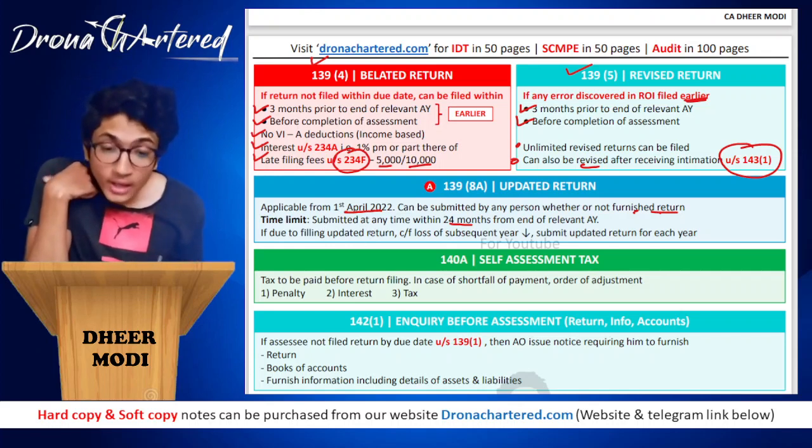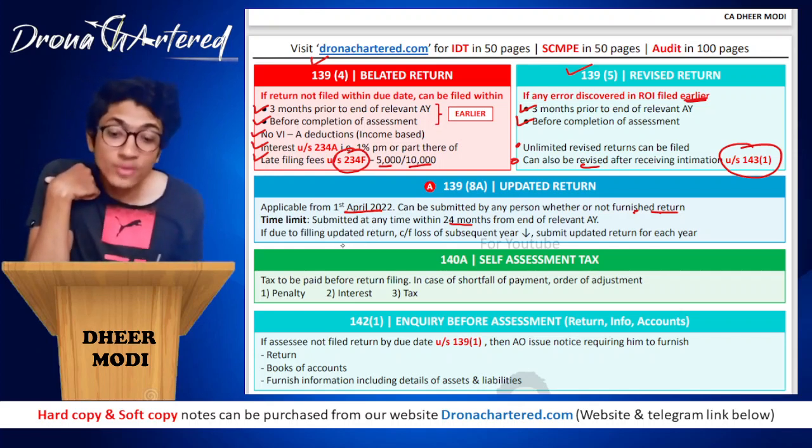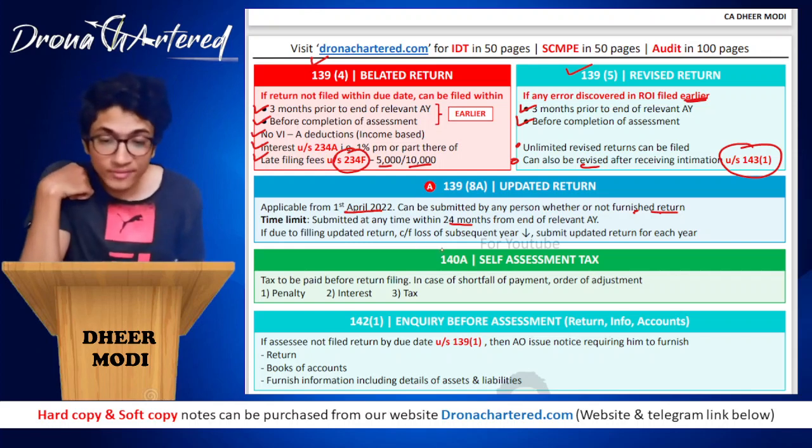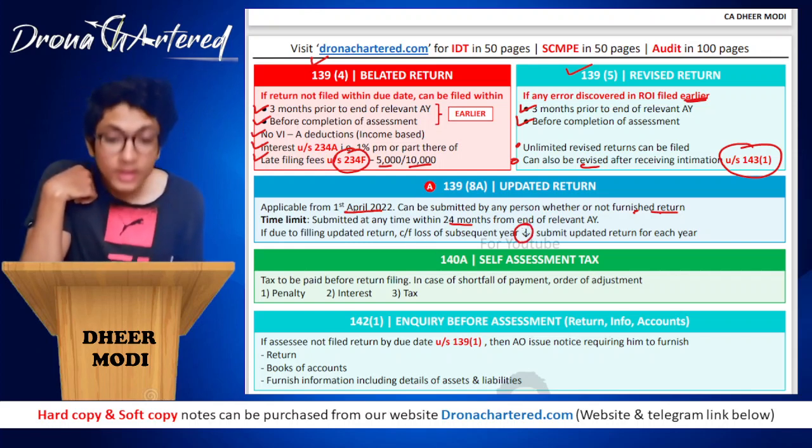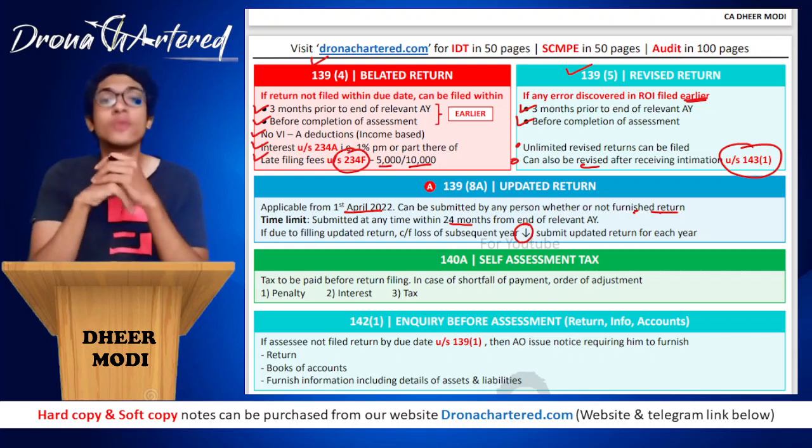If due to filing updated return, that is this return that you are filing, carry forward loss of subsequent year reduces, submitted updated return for each year.